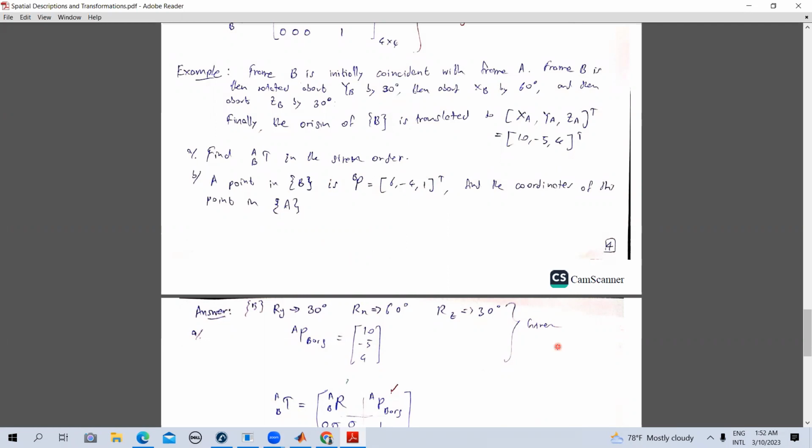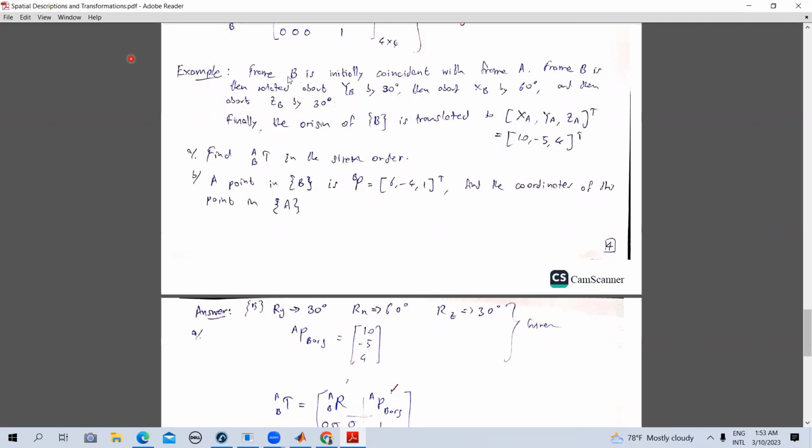How would you approach something like this once you get a question like this? What you first do is look at the rotations. There are just 3 rotations. They first rotate around Y by 30, then about X by 60, and then about Z by 30. So we list it down like here: 30, 60, 30. Also we know the position vector of this particular point: the origin of B is translated with respect to A by this.